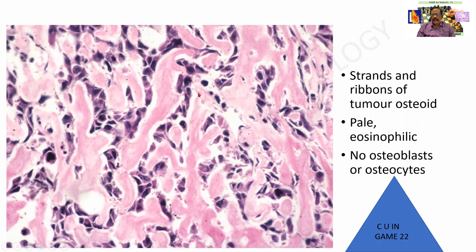There is no difficulty in identifying this, and these are all the dark hyperchromatic nuclei of the tumor cells laying down the pale eosinophilic osteoid. There are no osteoblasts, no osteocytes. This is osteogenic sarcoma. See you in game 22.